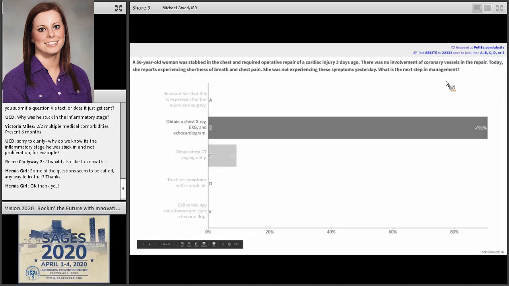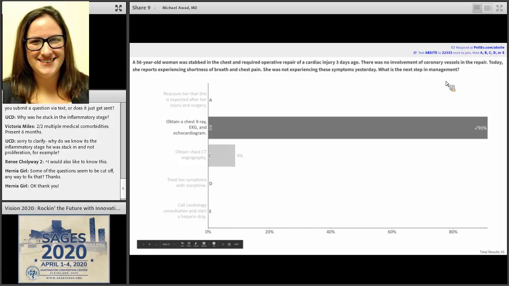Good. So you want to obtain a chest x-ray, EKG, and echocardiogram. You don't totally know what's going on with this patient, but you need to rule out an arrhythmia, a thrombus, or pericarditis, and these tests will help you do that.